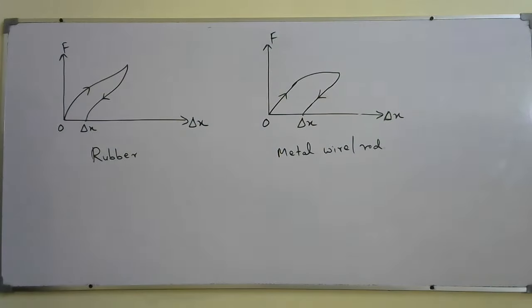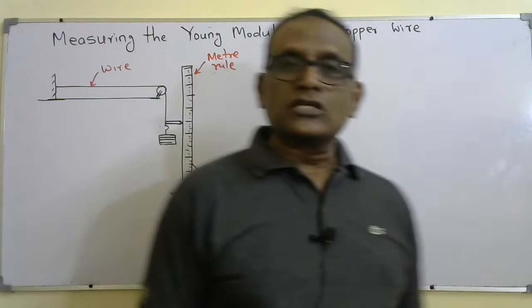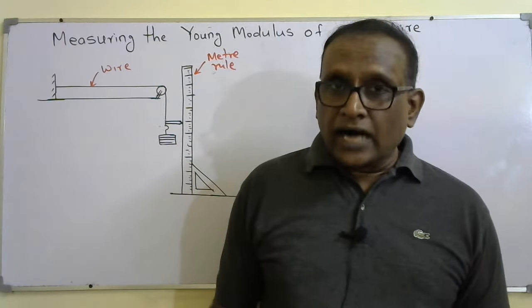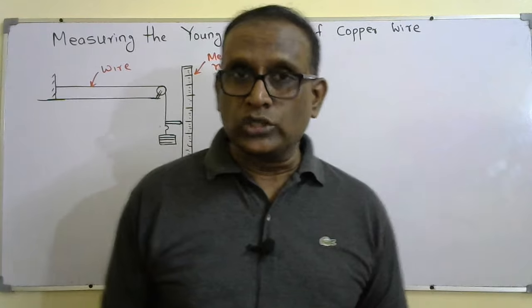Okay, so this method is used only for copper wire because copper is a good ductile material. It shows reasonably large extension that could be measured. The extension could be measured by using a meter rule. Okay, so the practical setup is like this. Complete the setup. So this is a table.